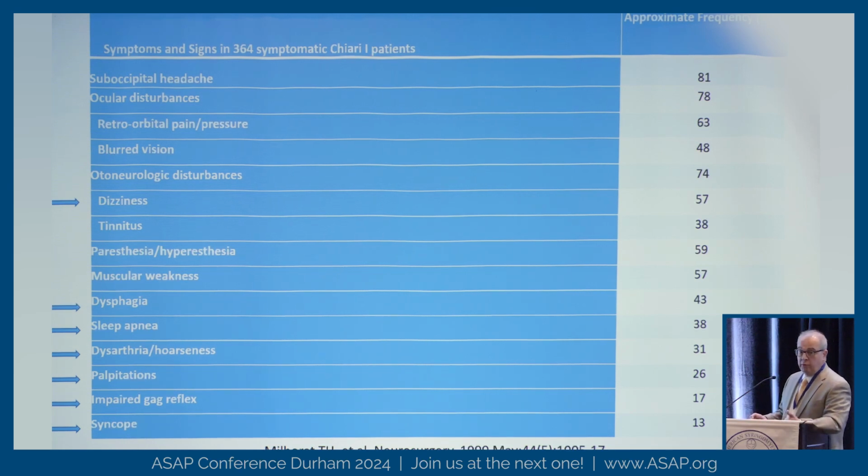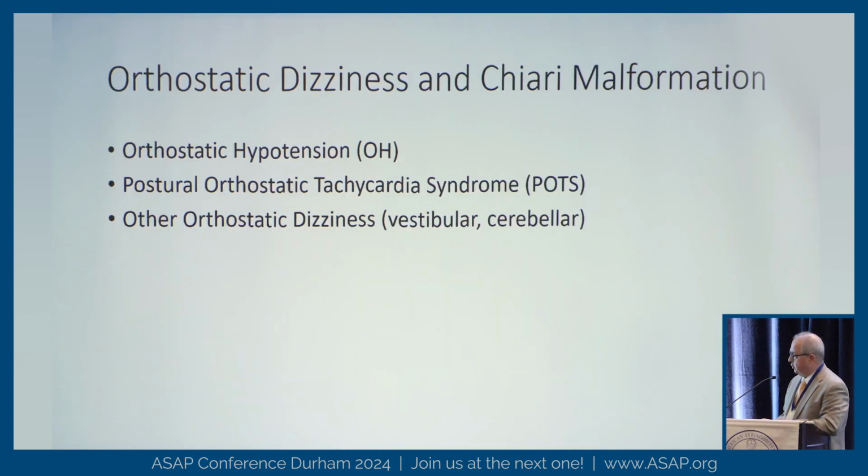Sleep apnea, both obstructive as well as central, is actually an autonomic phenomenon. Hoarseness, same thing, vagus nerve impairment. Palpitations, very, very common. And then syncope. So you see there is some overlap, quite a bit of overlap actually, between patients with Chiari 1 malformation and patients who are seen for autonomic dysfunction.